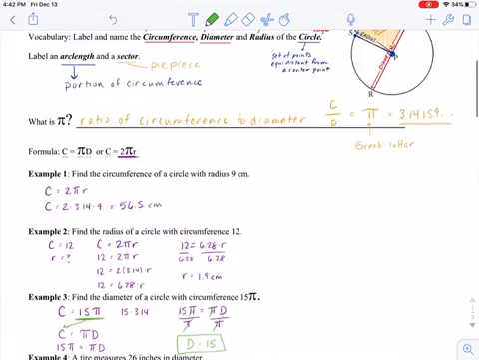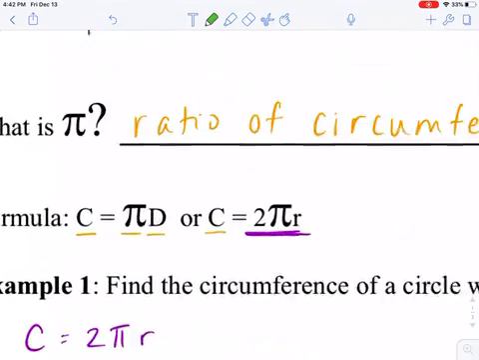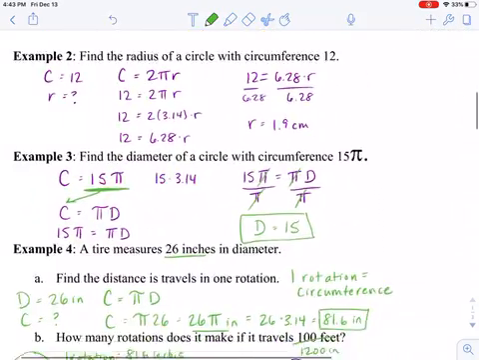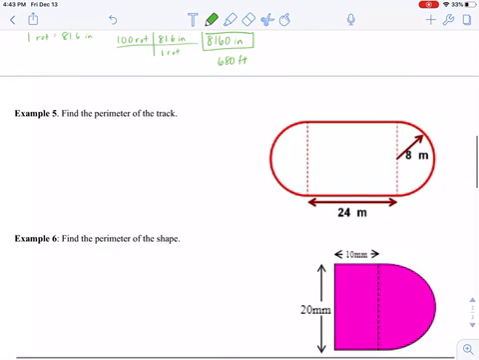Okay, we've done a lot already. We have looked at the circumference, the diameter, and the radius of a circle. We've used the formulas: circumference equals pi times diameter, and circumference equals 2 pi times radius. Let's do a few more examples. Example 5 asks us to find the perimeter of the track.